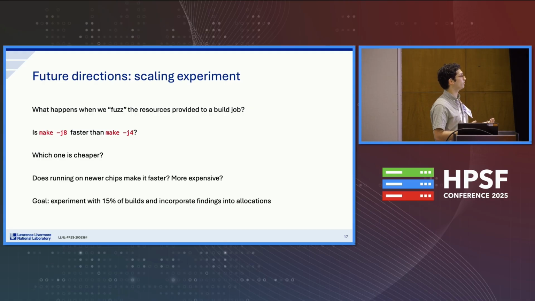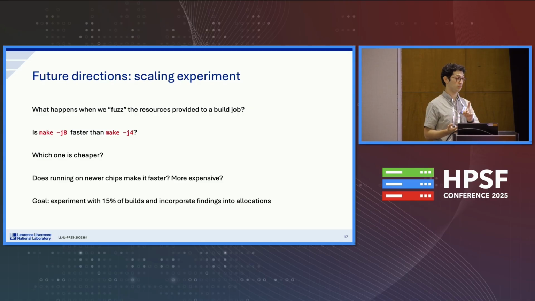So what would happen if we fuzzed the resources provided to a build job? You might assume that in all cases a make -j8 is faster than a make -j4, but we have the opportunity to manipulate every single component, every single input into the build system, and we can figure out which one might be cheaper. So the goal essentially is to experiment with about 10 to 15% of builds and incorporate any findings into allocation. So just talking about what this actually looks like, we can manipulate the amount of threads that are allocated to a build job.